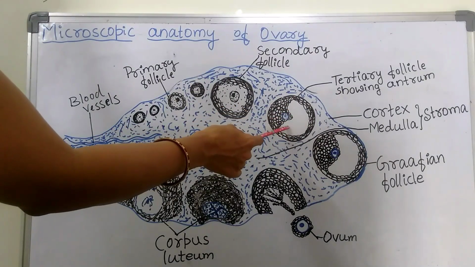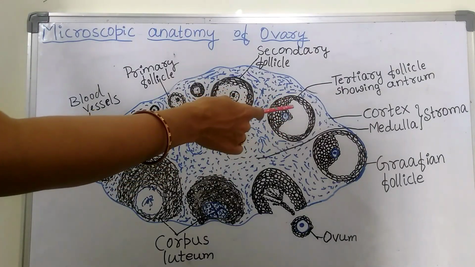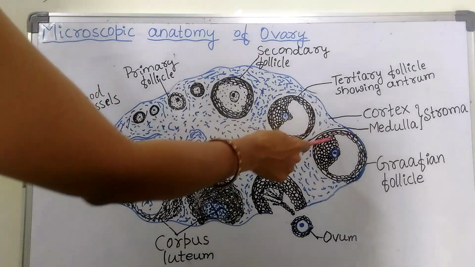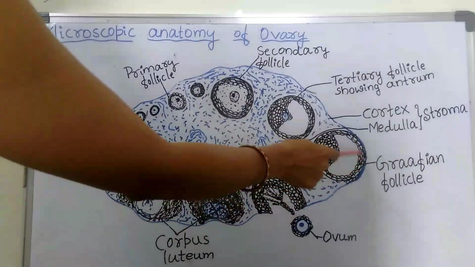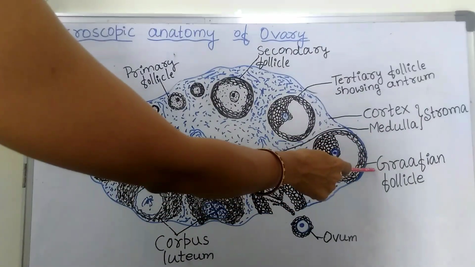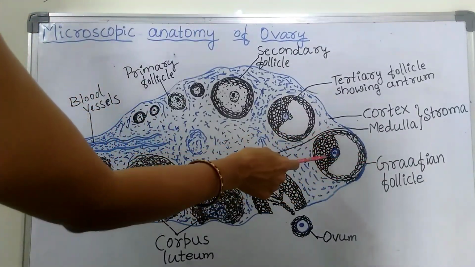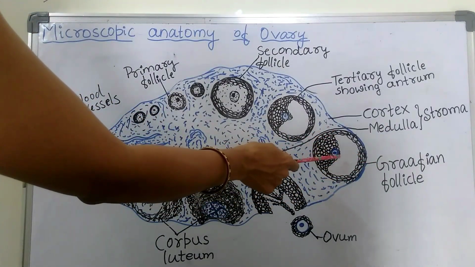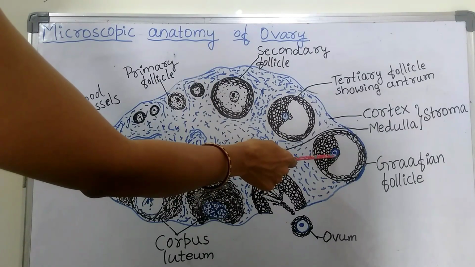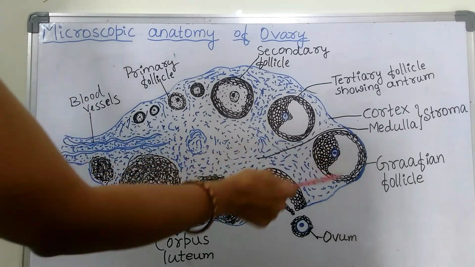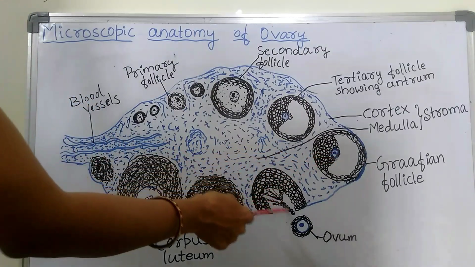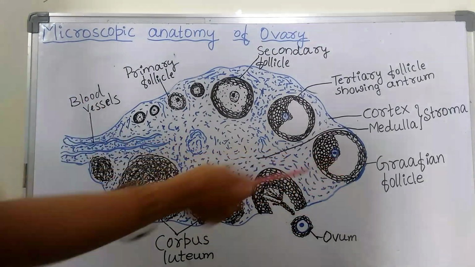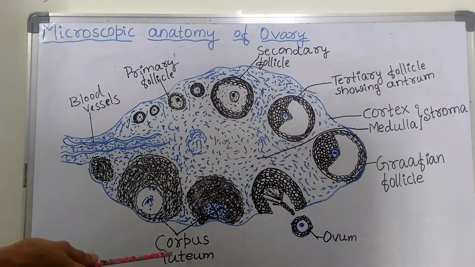Then this tertiary follicle develops into the Graafian follicle. This is the matured one. Inside this Graafian follicle, you can observe the matured egg or ovum. Then the matured egg or ovum is released out of the Graafian follicle by the process called ovulation.